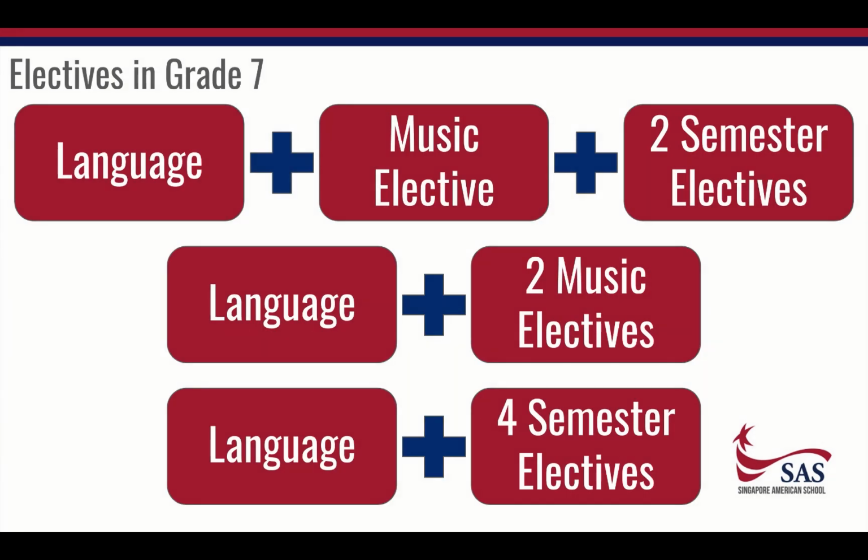So let's start taking a look at electives in grade 7. The first thing to note is, just like in grade 6, all 7th graders are expected to take a language course unless they have an official school-based exemption, such as taking learning support. There are 3 different ways that you can build your elective program in 7th grade, shown on this screen. The first is by taking a year-long language course plus 1 year-long music elective plus 2 semester electives. The second way is by taking a full-year language course plus 2 full-year music electives. And the third way is by taking a full-year language course plus 4 semester electives.